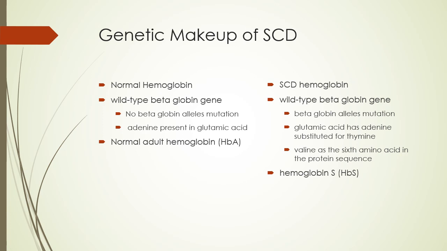the original thymine by adenine. So this mutation leads to valine as the 6th amino acid in the protein sequence. Because of that, the hemoglobin is abnormal, and this is called hemoglobin S, compared to normal hemoglobin, which is normal adult hemoglobin, to be precise, hemoglobin A.